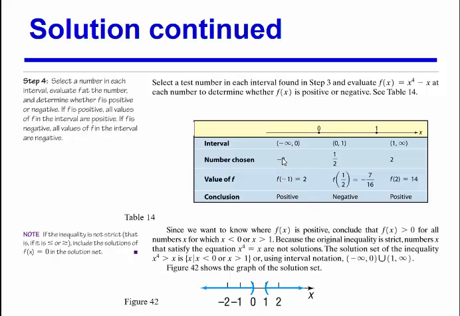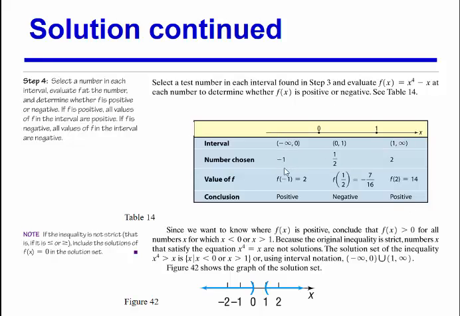If it's positive for one test point, any point within this interval is positive for the entire interval. So we chose -1. We could have easily chosen -2, -10, -100, -1000. It doesn't really matter. You would have gotten a positive value if it's positive. Same thing with this interval. We could have chosen 3, 10, 100, 1,000, a million. It would have been positive.